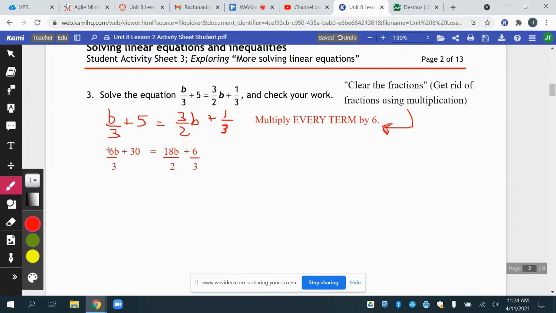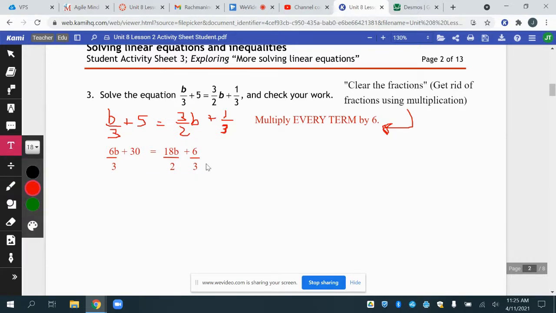So now I can divide these. 6 divided by 3 is 2. And here I can divide this. 18 divided by 2 is 9. And 6 divided by 3 is also 2. So what ends up happening is all of the fractions work out nicely now. Why did I choose 6? Because when I make things 6 times bigger, 2's and 3's will divide evenly into 6. That's why I picked that number. So it gets rid of these guys when I divide later.